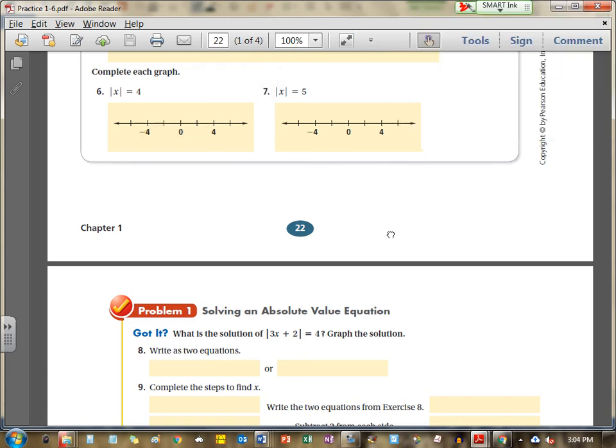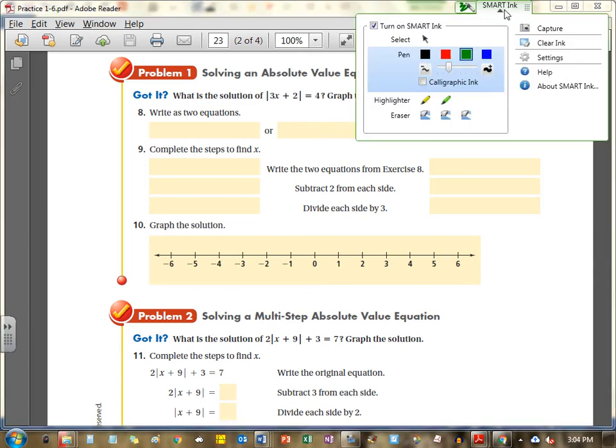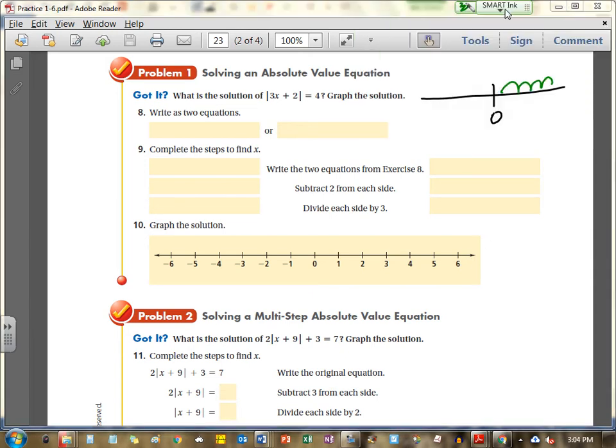Let's clear the ink. Okay, this next one's really fun. I want to convince you of something real quick. This just means that 3x plus 2, if you drew it on a number line, would be 4 spaces away from 0. That's what this is saying. So imagine a number line real quick, and this is 0, and then 4 spaces away, 1, 2, 3, 4, you'll find that's where 3x plus 2 lives.